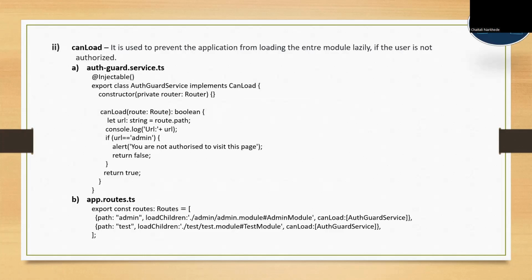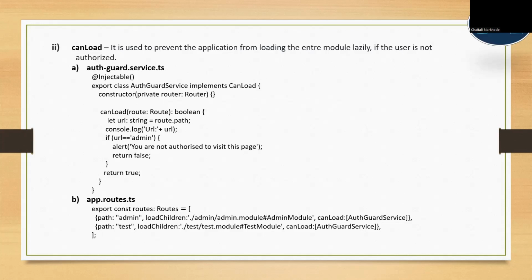Then next one is canLoad. It is used to prevent the application from loading the entire module lazily if the user is not authorized. For this also you need to create one service, authguard.service.ts, in which you have to implement the CanLoad interface, and you have to provide implementation for the canLoad method, in which you add code to validate whether it is a valid user or not. If it is valid, then we are loading the route. If it is not a valid user, then we are not loading the route.